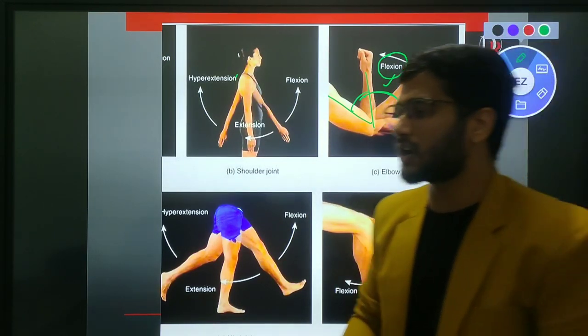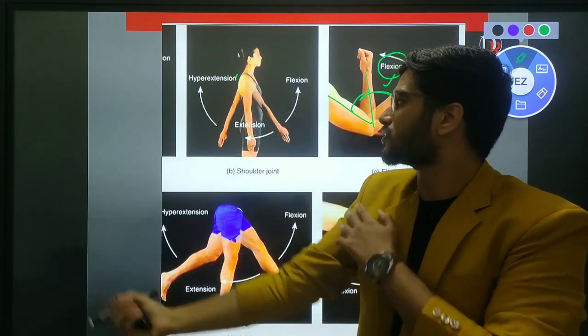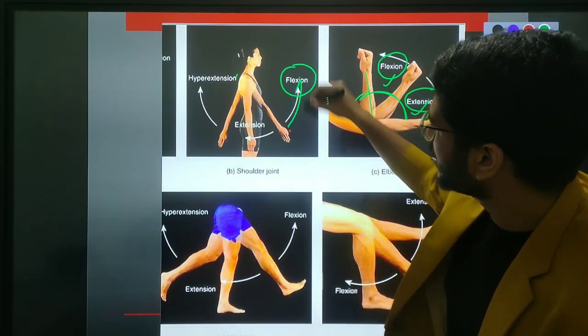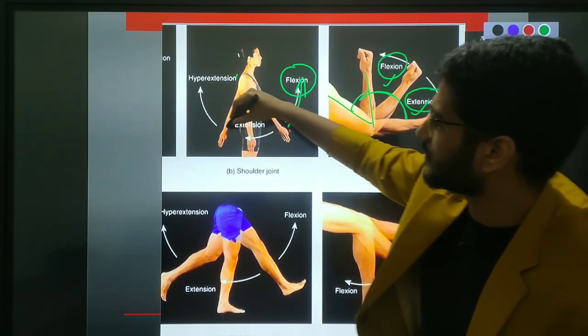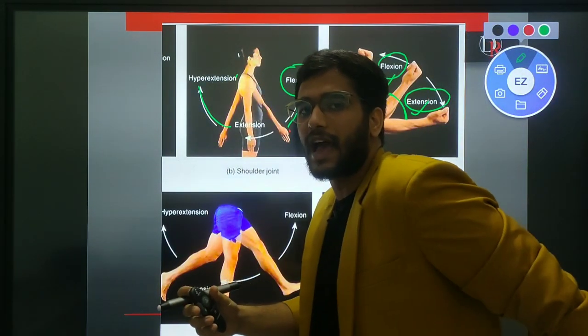In the case of the shoulder, this is the flexion of the shoulder, like this. During flexion of the shoulder, you have to keep your arm upward. This is the extension, and the backward movement is the hyperextension.